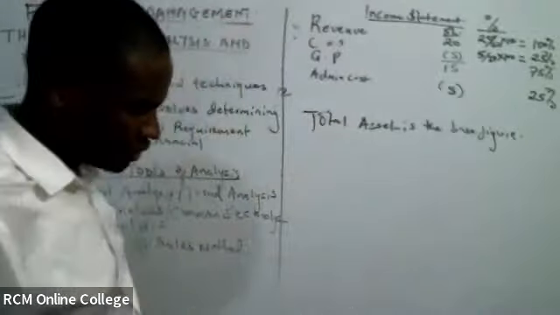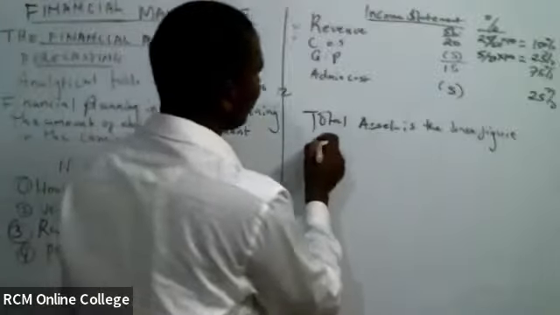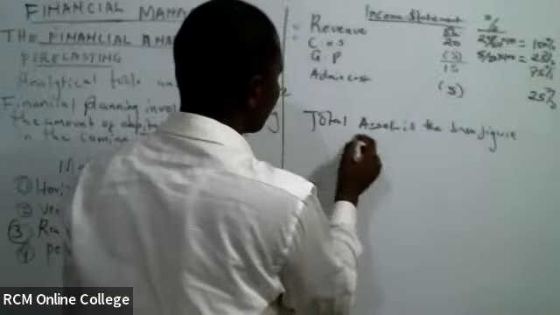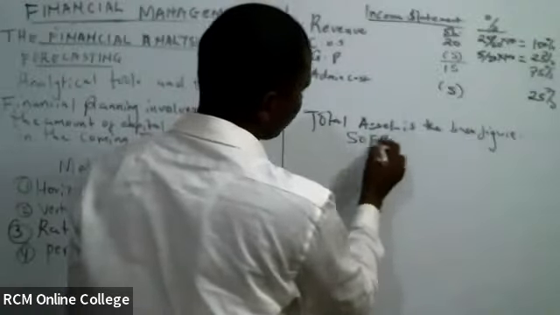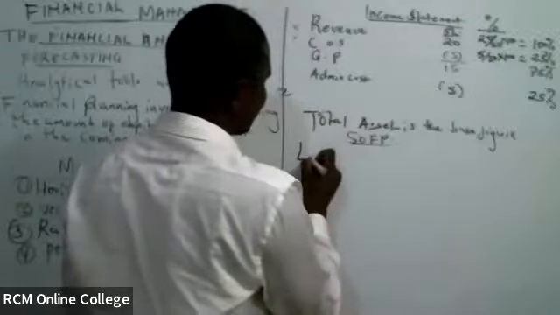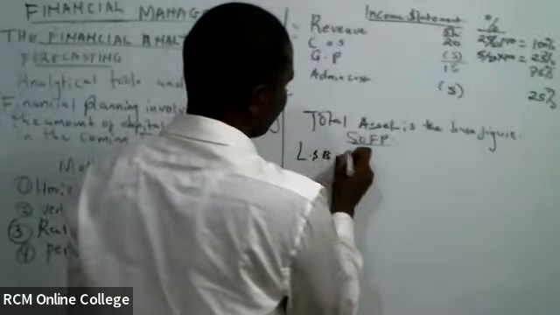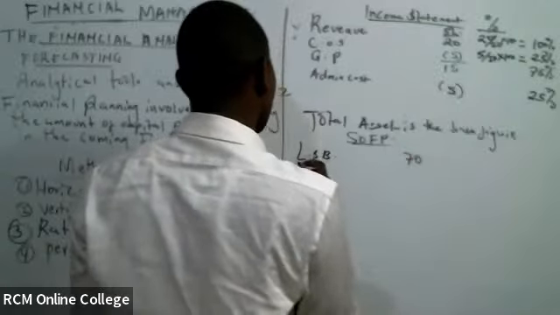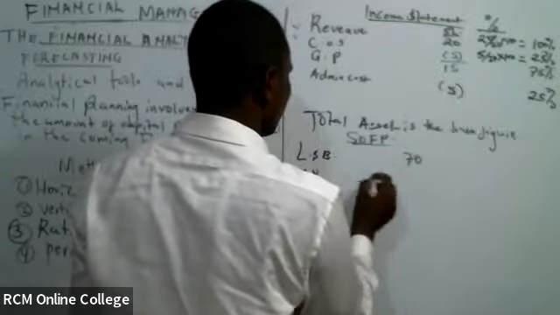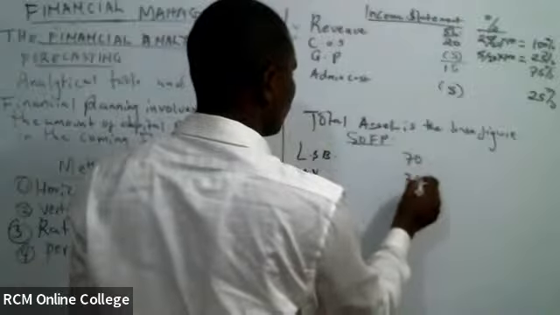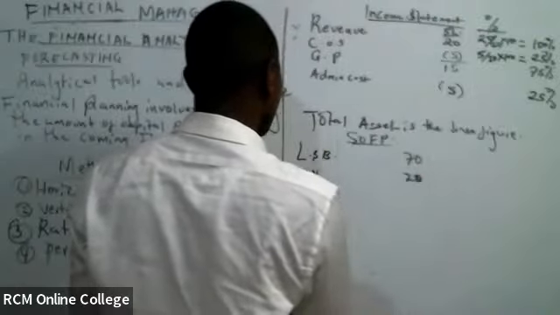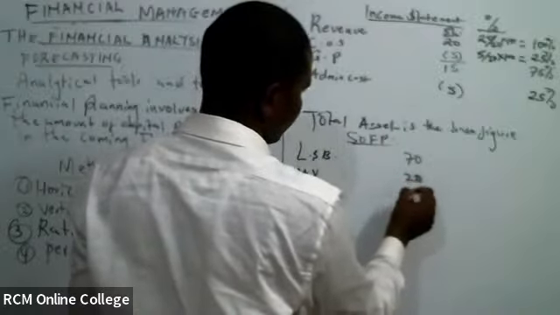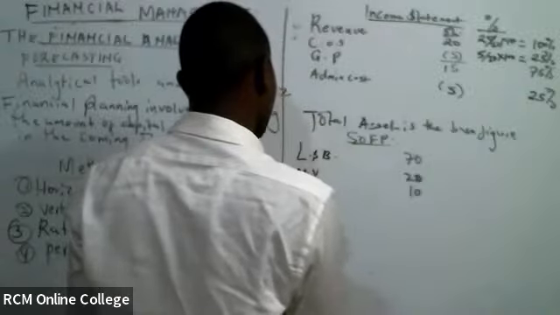So you continue writing, and let me give you an illustration hapa. For example, assume I have this statement of financial position. Land and building, this is an asset of 70. I have a motor vehicle of 20. And then I have furniture and fitting of 10. Current asset.